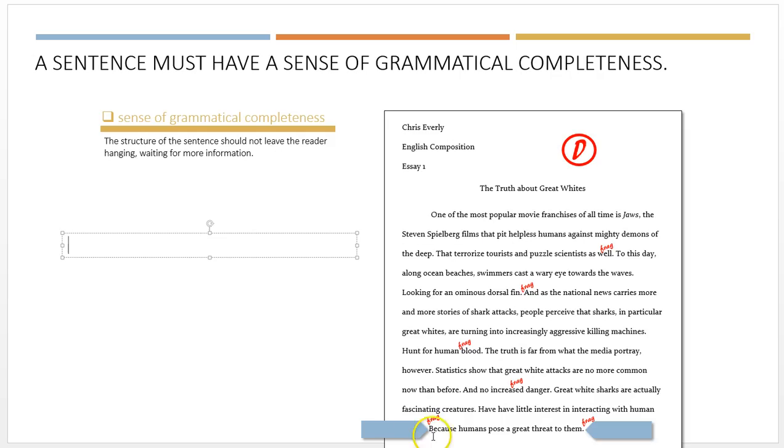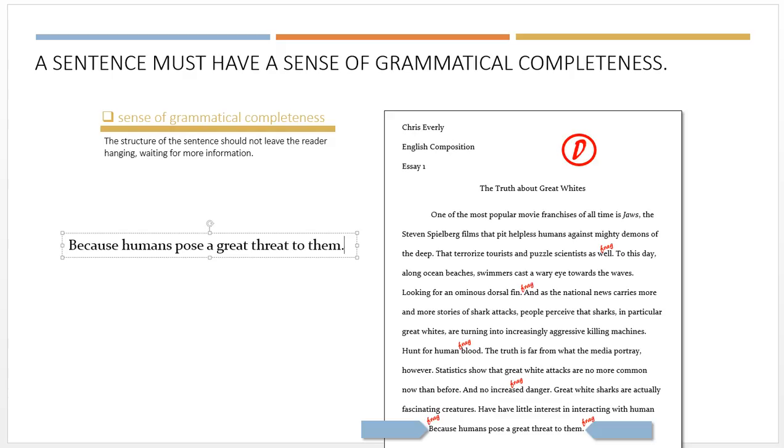Here's another one of the fragments from our paragraph. Because humans pose a great threat to them. Now, we have a verb, pose, and we have a subject, humans. But the structure of this sentence sounds to the reader like there's more information to come. For example, if I walked up to you and said, because humans pose a great threat to them, you'd probably respond by saying, yeah, what? What because humans pose a great threat to them?